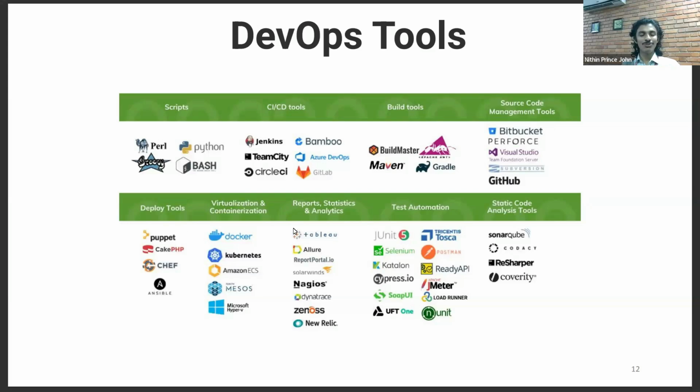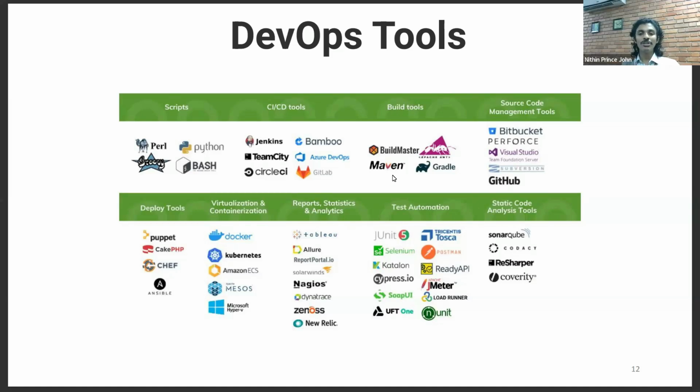And when it comes to the case of virtualization and containerization, we may be using Docker, Kubernetes, Amazon ECS is there, Microsoft Hyper-V is there, Apache Mesos is there. Lots and lots of tools are there in this DevOps ecosystem. Then coming under the reports, statistics, and analytics, we may be using Tableau, Nagios is there, New Relic is there. So these are some of the tools that come under the reports, statistics, and analytics part.